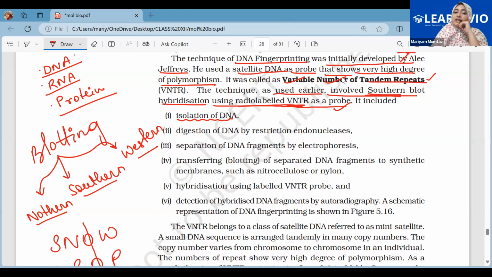So first, DNA gets isolated. Isolation of DNA takes place. We'll discuss more about this again when we talk about biotechnology. Then what happens? Digestion of DNA fragments by restriction endonuclease. Then we break the DNA fragments. That is what digestion means. Then the broken DNA fragments are separated. So we do electrophoresis to separate them. Right now, you don't have to worry about each of them. You'll study these in detail.